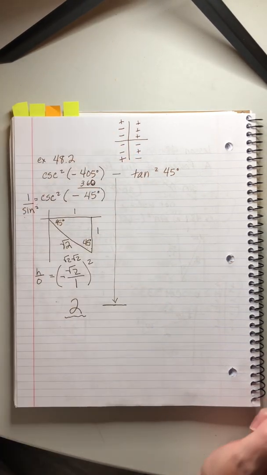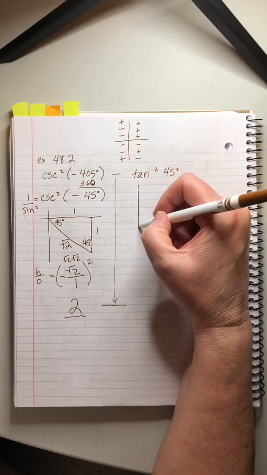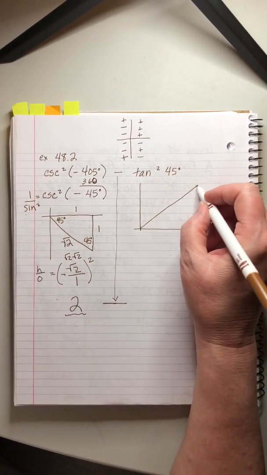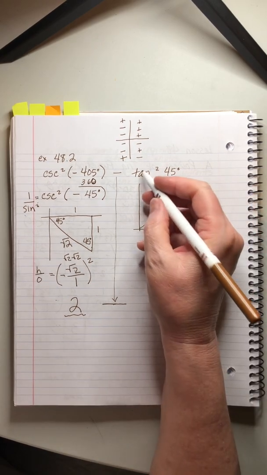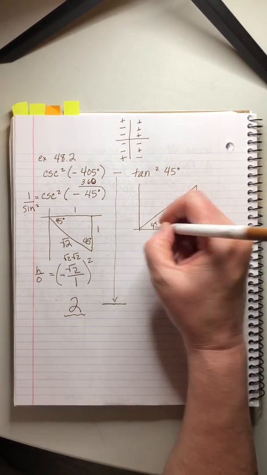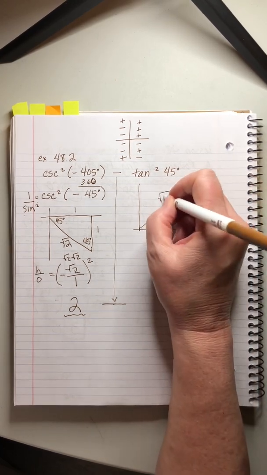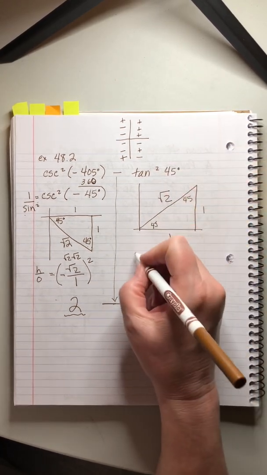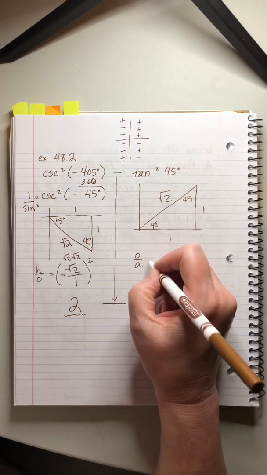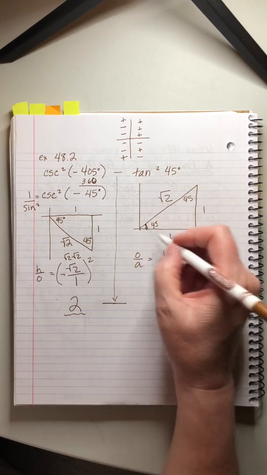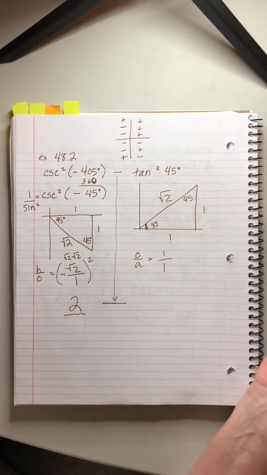Now the tangent squared of 45 degrees, that's a lot easier. We don't have to adjust the degrees. We see it's a 45, 45. It's not an inverse, it's a parent function. Ooh, my 5 went crazy. 1, 1, square root of 2. Tangent is opposite over adjacent. Here we are. The opposite is 1. The adjacent is 1.